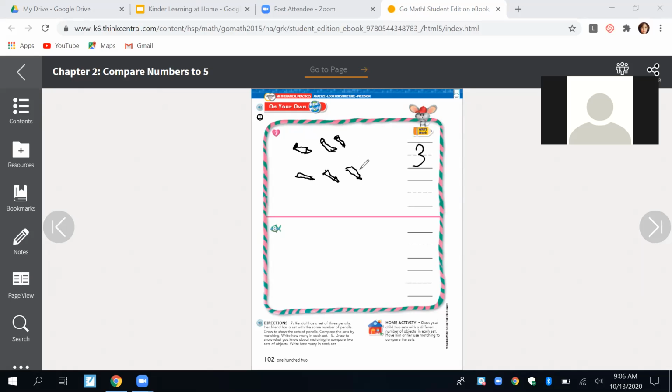Okay. Now, our next step, just to make sure we did it right, we need to match. Draw a line. 1, another one, and another one. See, Ayla, you were right. 3 is the same number as 3. They have the same number, the same amount. Okay, thanks, Ayla.